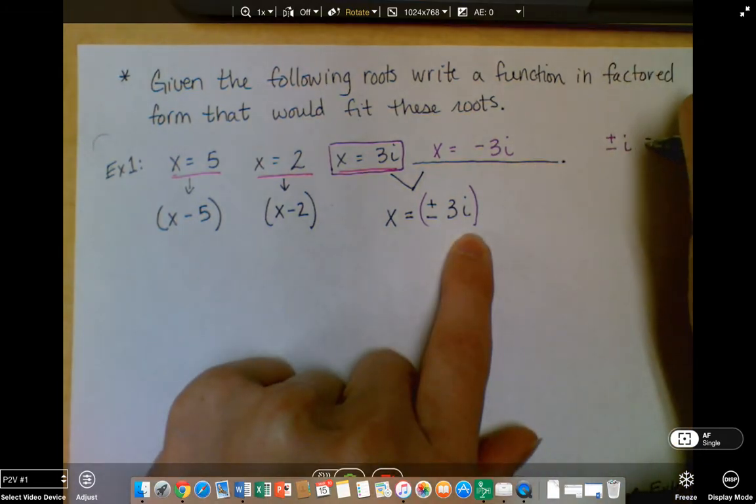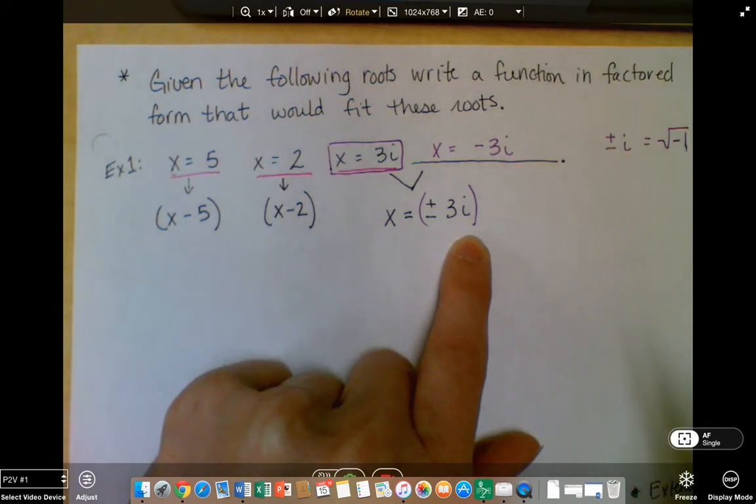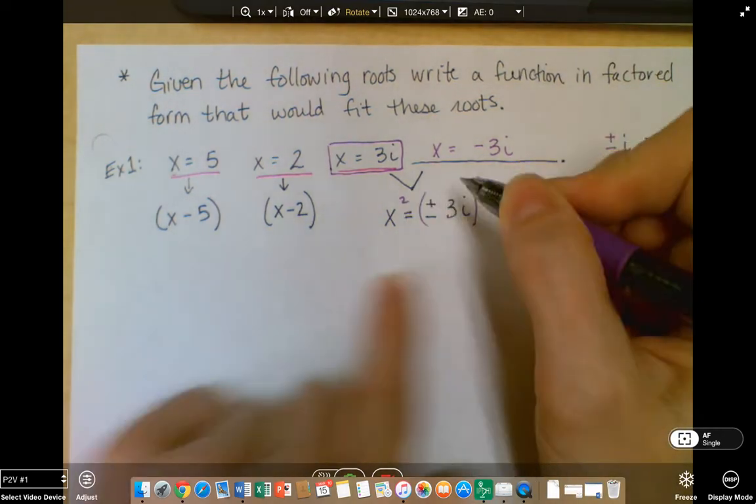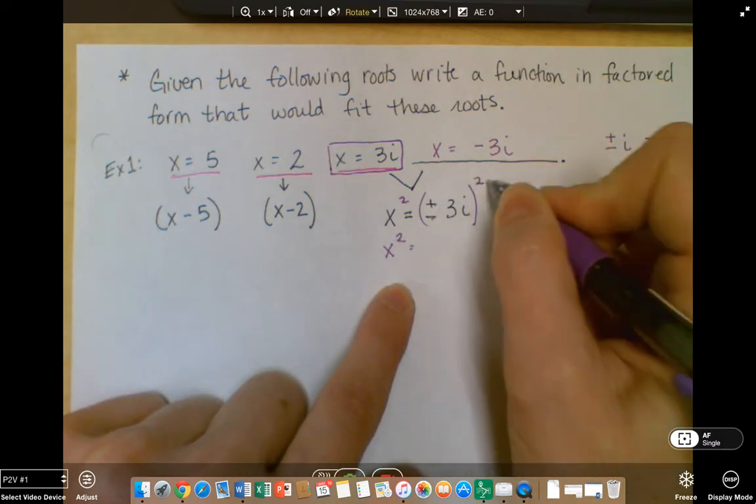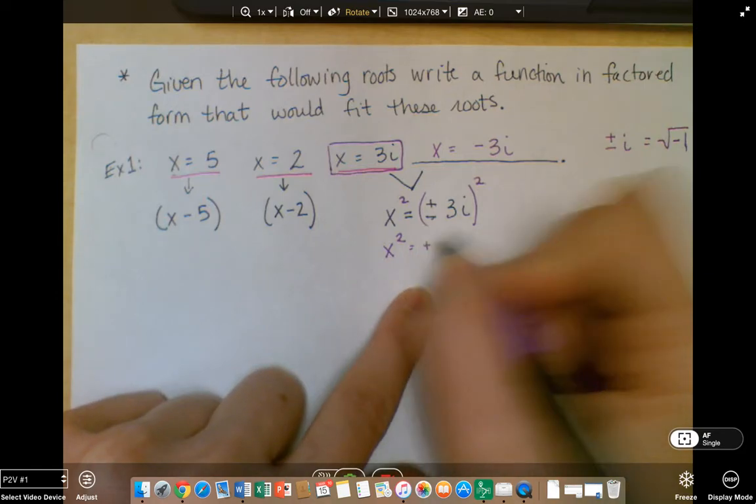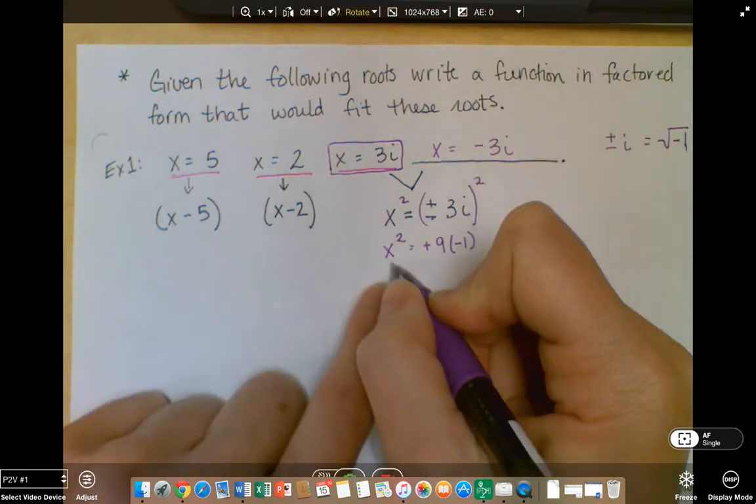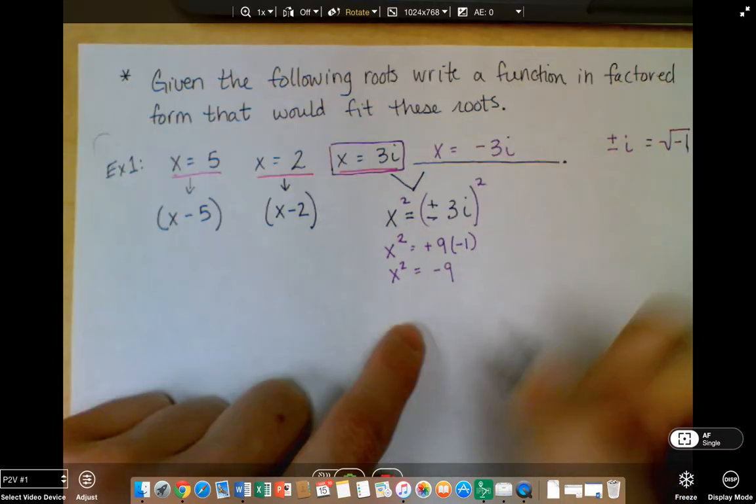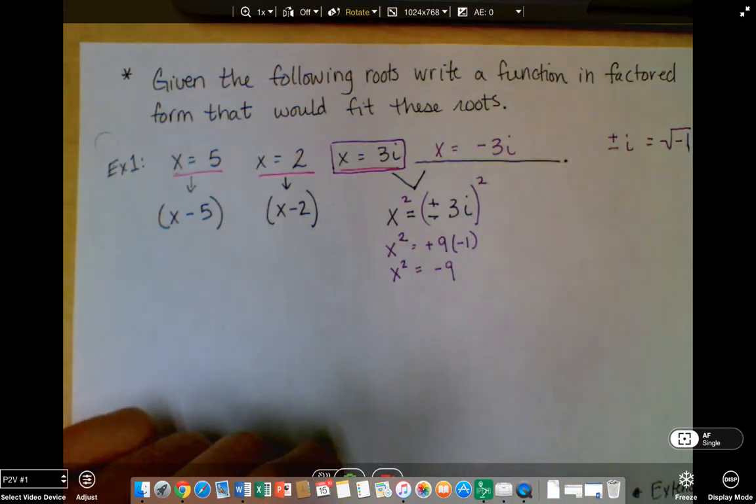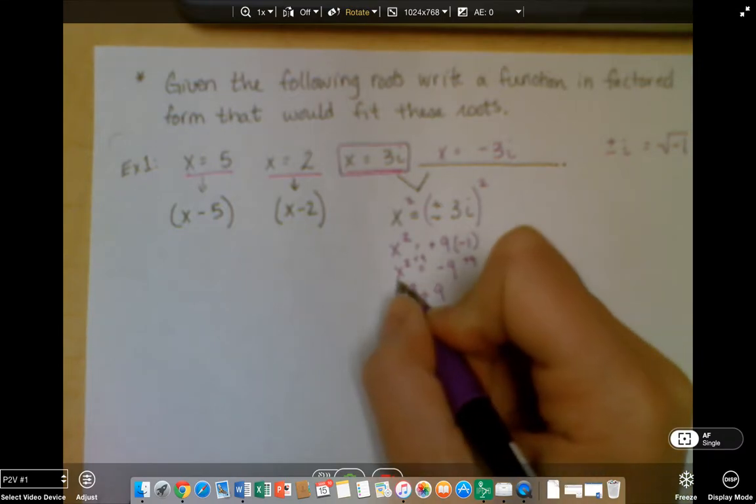To undo a square root, we square. So square both sides. So this becomes x squared. Positive squared or negative squared both makes a positive 9, and then i squared is negative 1. So this is all going to simplify to x squared equals negative 9. So we're going to add that over. And there we have our last part.